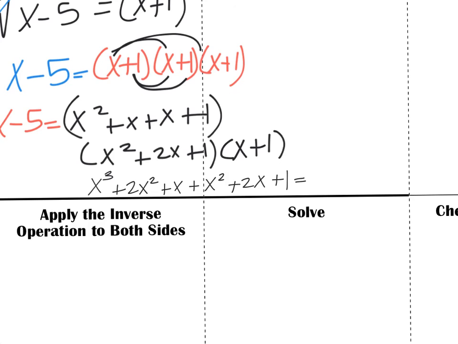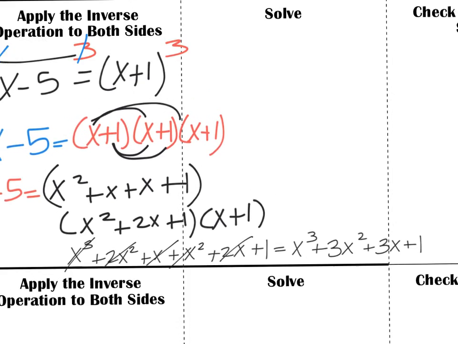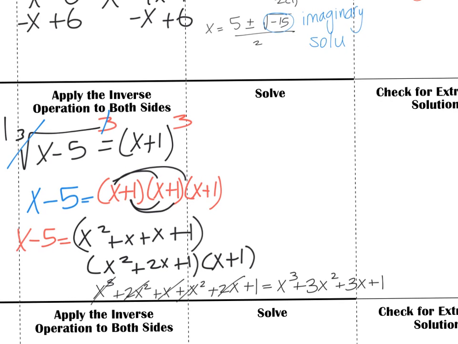Now let's combine like terms. X to the third is by itself. 2x squared and x squared, that's 3x squared. X and 2x, that's a 3x. And now I have the 1 by itself. Now let's move everything now to our third column.